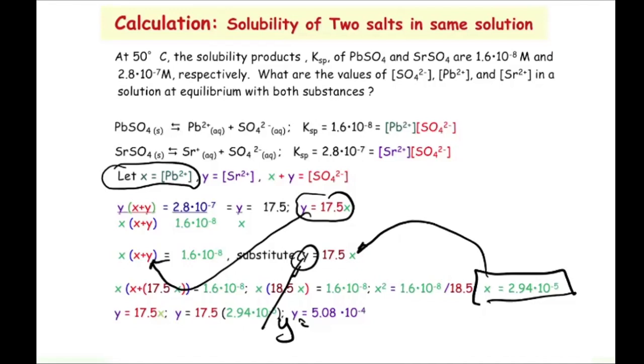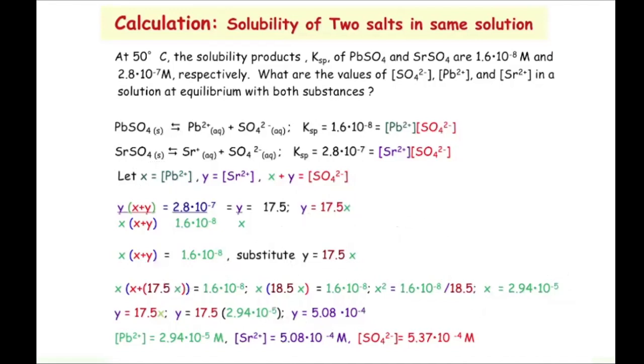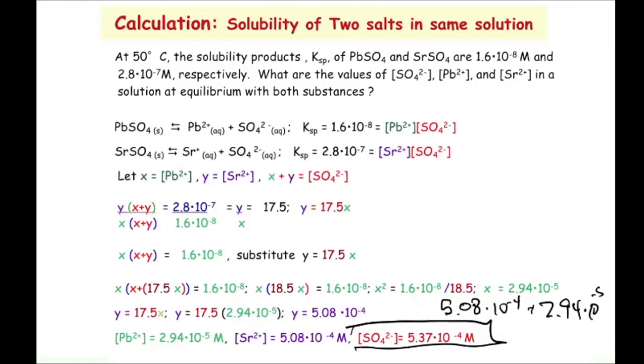Okay, so when we have both X and Y, now we can calculate the sulfate concentration, and that's just X plus Y. Let me clear this for you. Okay, so here it is right here. This right here is 5.08 times 10 to the minus 4 plus 2.94 times 10 to the minus 5, and that's your sulfate ion concentration. You can always go back and plug in these values to test whether or not it equals 1.6 times 10 to the minus 8.